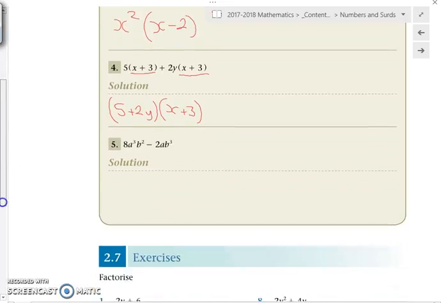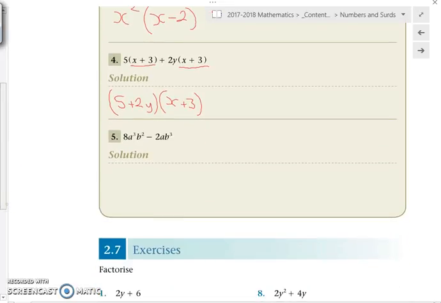All right, next one, number 5. Looks hard. Well, it doesn't actually look hard at all. It looks more complicated. It's not. Numbers change, process is the same. What number is common to both of those? Okay, so we pull a 2 out the front.